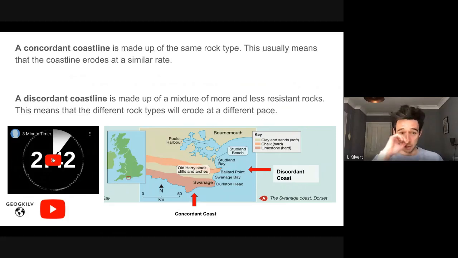So what I'm going to do is push play on that timer, which is going to give you 3 minutes to either use the information that's in this video or to use your own words to give me a definition of a concordant and a discordant coastline. Away we go.